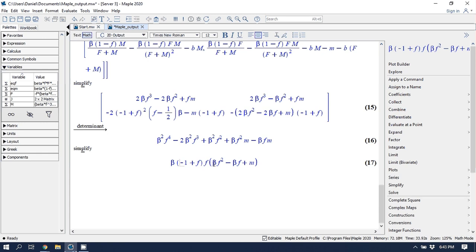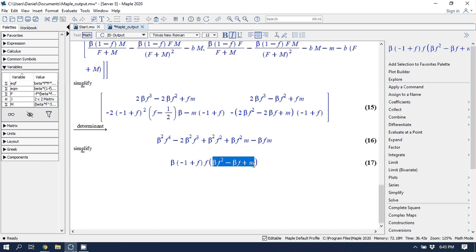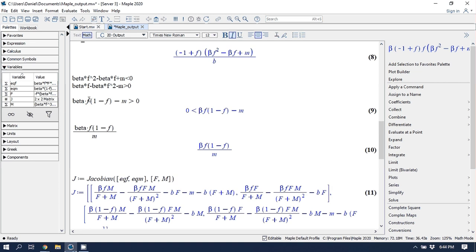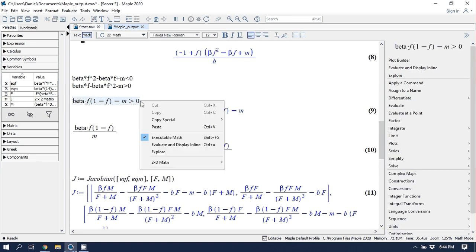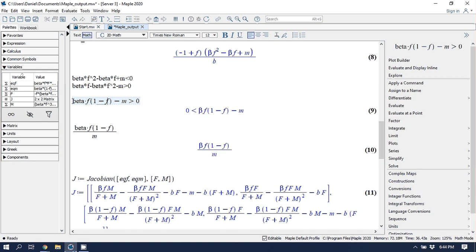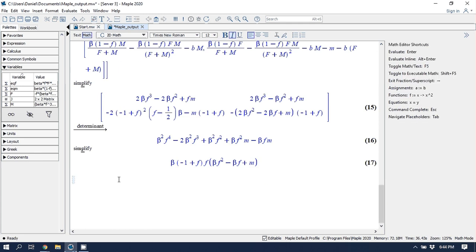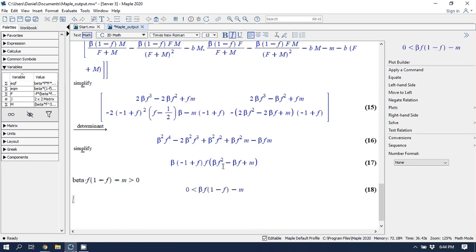To have a positive determinant, we need this quantity to be negative. That's the same condition as this being positive, right? If you reverse it, this condition, I'm going to copy it again so you could see it down here, is the same condition for which this parenthesis is negative. If you move the terms on the left, you get beta f squared minus beta f plus m negative, and this is just right. So far I don't get any new condition. The determinant is positive if the equilibrium exists.